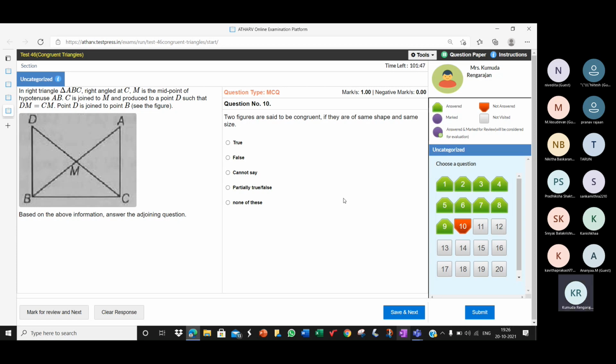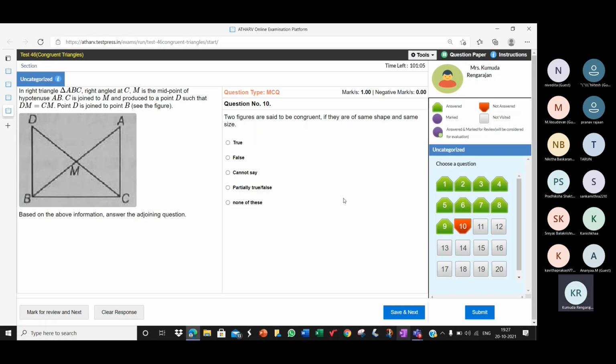Yes, children, I'm waiting for the answer from you. Two figures are said to be congruent if they are of the same shape and same size. True, ma'am. Same shape means both of them are triangles, or both are quadrilaterals, both are pentagons. It's not that one is a triangle and the other is a square. Both are squares, or both are triangles, both are decagons.